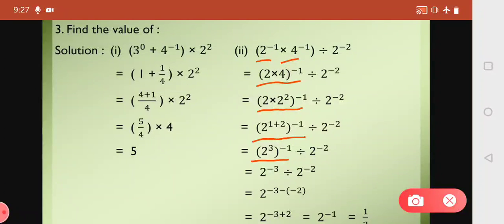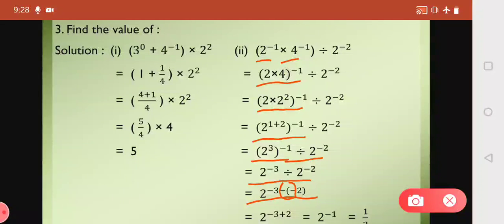2 raised to 3 raised to minus 1 divided by 2 raised to minus 2. And 3 into minus 1 we will get minus 3. So we will write 2 raised to minus 3 divided by 2 raised to minus 2. Again same base and different powers, when divided powers are subtracted. So we will get 2 raised to minus 3 minus 2. Yes, again this minus minus will become plus, so we will write 2 raised to minus 3 plus 2.